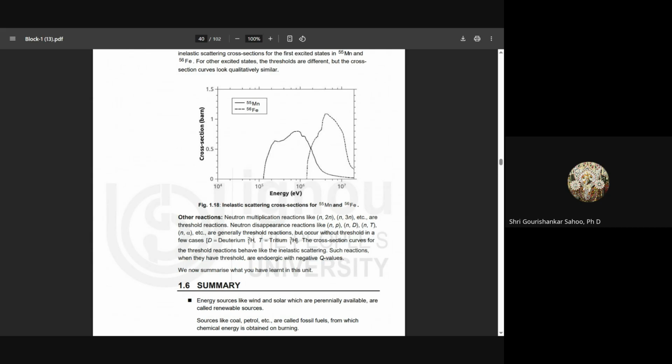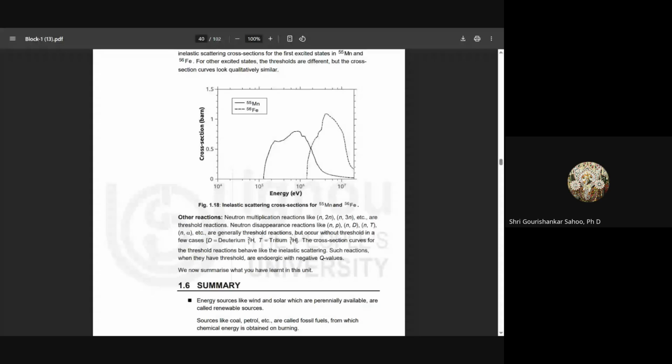So we have two types of reactions: one where energy is absorbed and another where energy is released. When energy is absorbed, there is a barrier which you have to overcome to have the reaction, and that barrier is called the threshold. By absorbing energy you overcome that threshold and the reaction will take place, and this is called a threshold reaction.